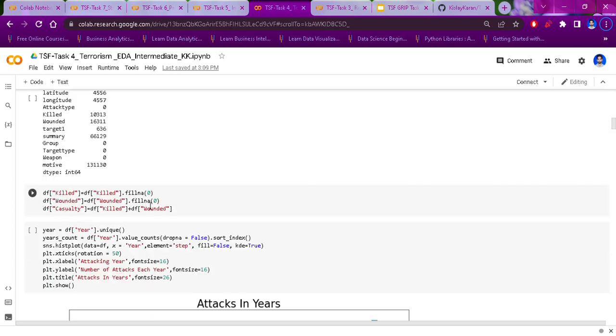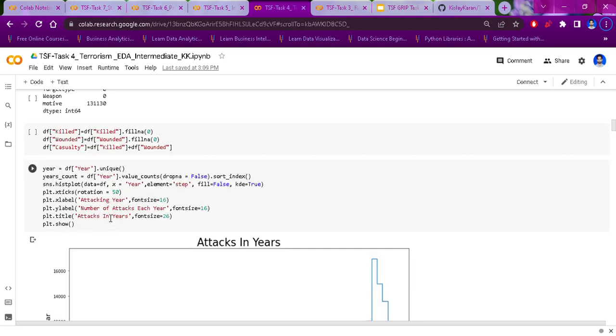Then for the columns killed, wounded and casualty, we will be filling the missing values with 0, and since casualty is considered to be the count of both killed and wounded, we'll be adding them in order to get the casualty count.